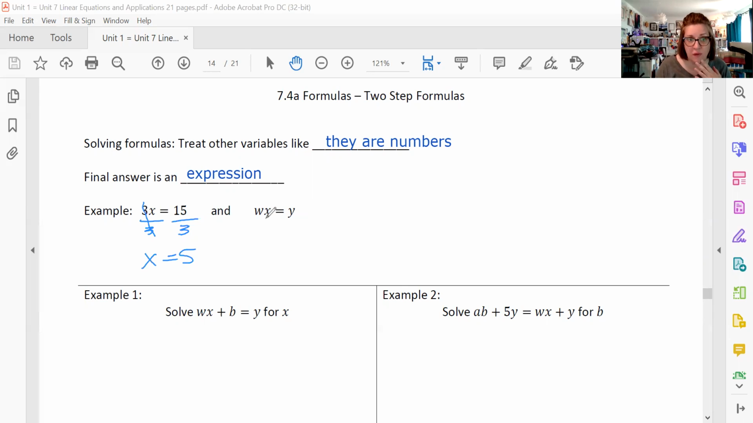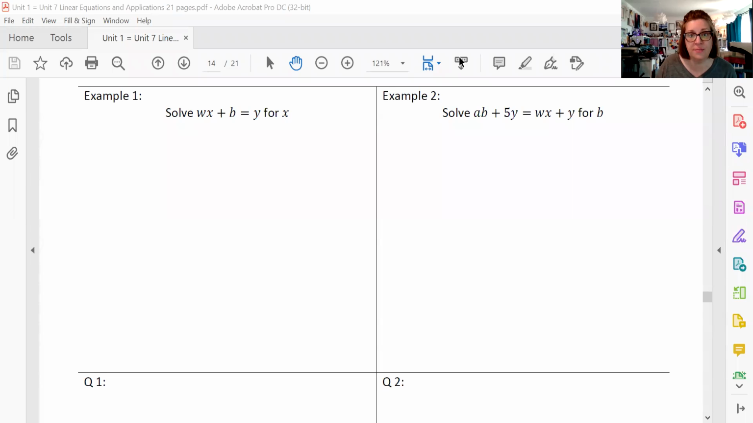I treat it the same if it was wx equals y. I still want to solve for x, let's say. Well, how would I do that? Well, I want that x by itself, so I'm going to divide by w. That gets rid of it over there. Whatever I do on one side of the equal sign, I have to do on the other. So in this case, x is going to equal y divided by w. You know how to do all of this. It just looks different because there's no numbers. It's just letters. Let's look at some more examples here. Let me scroll down.